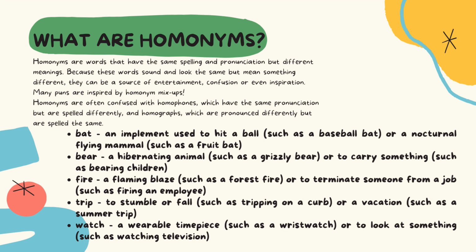So we have that bat. It can be an implement used to hit a ball. For example, in baseball, it's a baseball bat. Or it can also be a nocturnal flying mammal, such as a fruit bat or a blood feeding bat, and so on. Bear: a hibernating animal, such as a grizzly bear, a polar bear, and so others, or it can mean to carry something, such as bearing children. The ring bearer is the one who has the rings in a wedding and takes them to the altar.